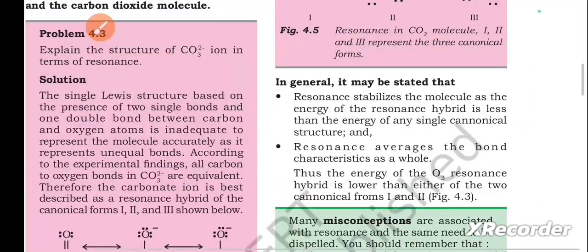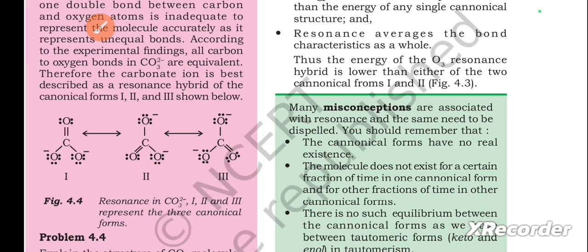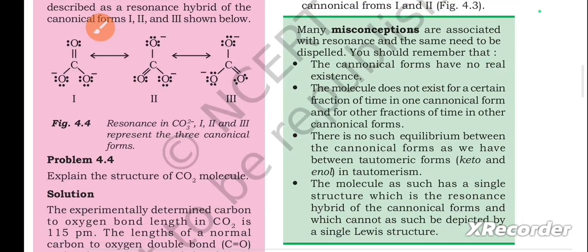Next, in general, it may be stated that, first point, resonance stabilizes the molecule as the energy of the resonance hybrid is less than the energy of any single canonical structure. And second point, resonance averages the bond characteristics as a whole. Thus, the energy of the O3 resonance hybrid is lower than either of the two canonical forms 1 and 2. There is a green box here, let us see.